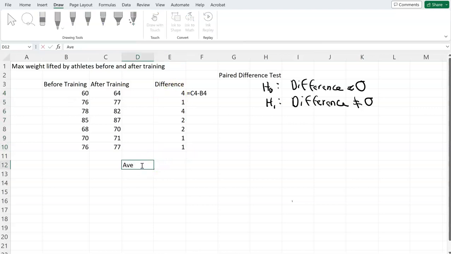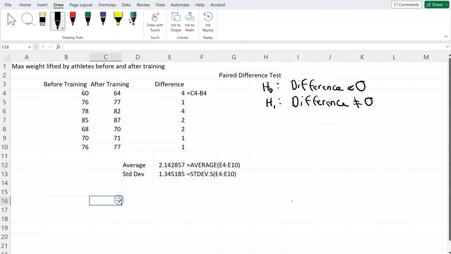The average difference is going to be these numbers. On average, these 7 athletes can lift 2.14 pounds more, and this may be due to the training. After we found our average, we can also find the standard deviation of the difference, and it would be of this difference, not of the pre and post numbers. And now the question is, is there an improvement?